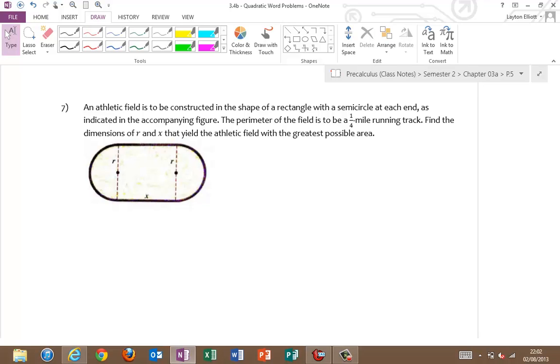Number 7, we have an athletic field constructed in the shape of a rectangle with semicircle. We've seen this before. The perimeter of the field is to be a quarter-mile running track. Find the dimensions of R and X that yield the athletic field with the greatest possible area. So area is going to be equal to, I know it's equal to pi r squared because we have the two semicircles, then plus 2r times x, because really that length is 2r.